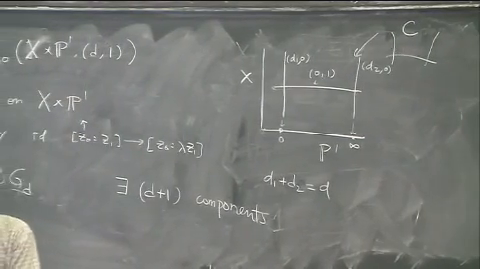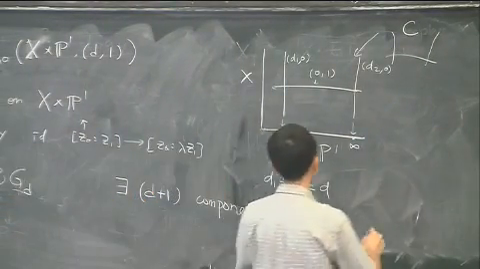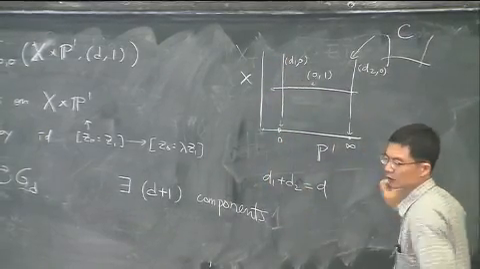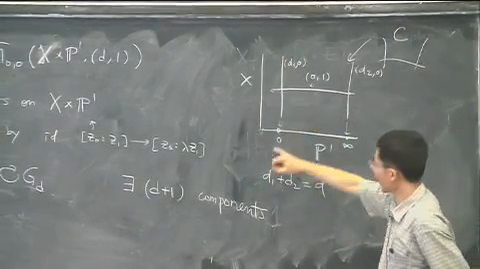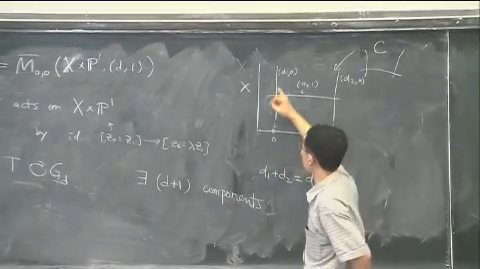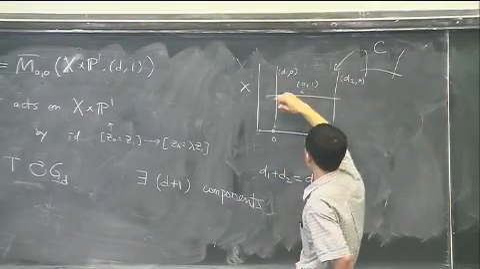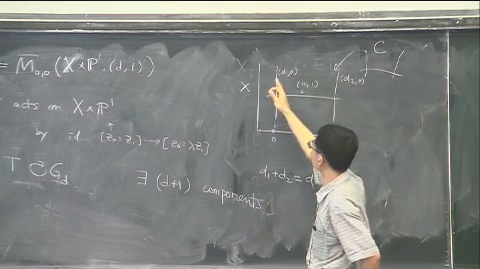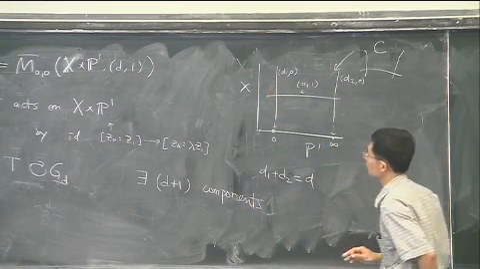Okay. And what are these components? Well, they're simple, right? So let's look at this. This map to P1 becomes trivial, and we learn our lesson. In fact, it can only map to 0. So there's no choice. So what does this fixed point look like for a given D1, D2? What does the fixed locus look like?